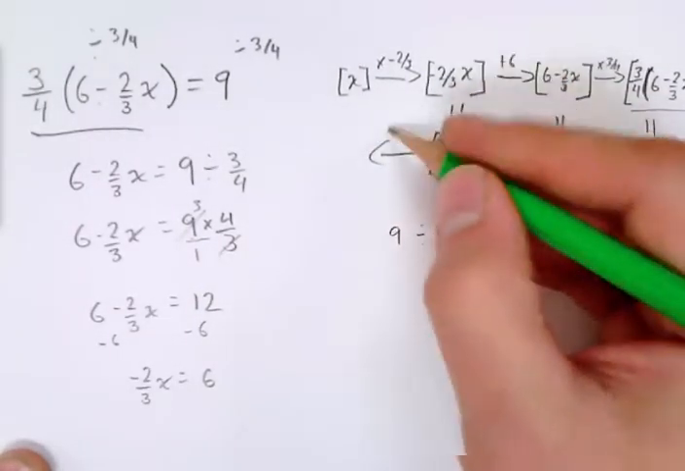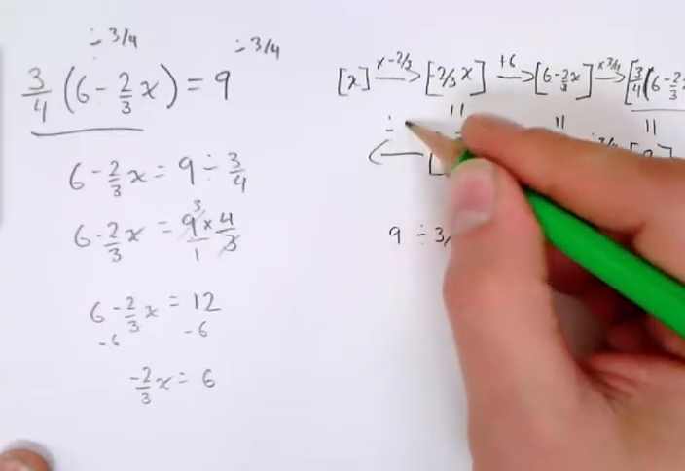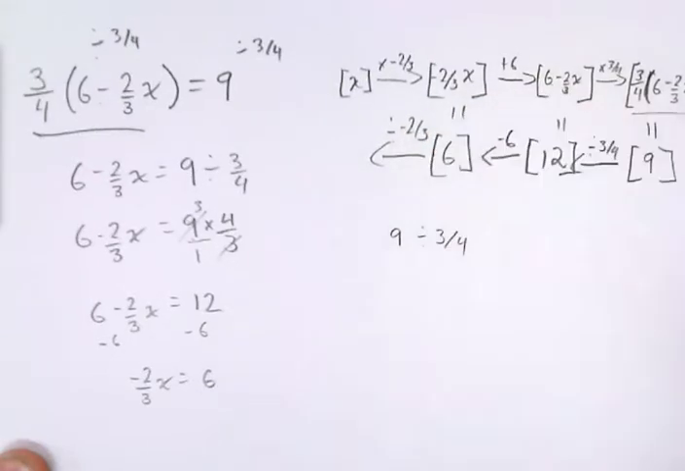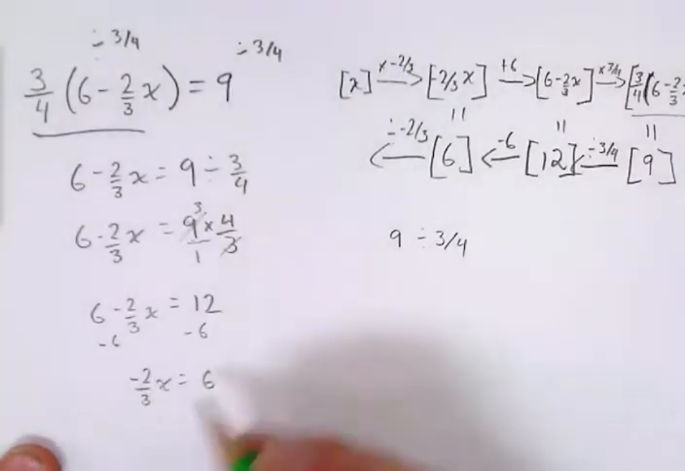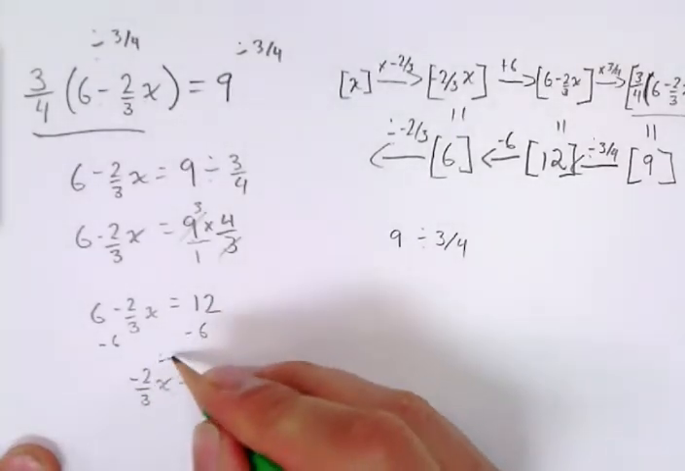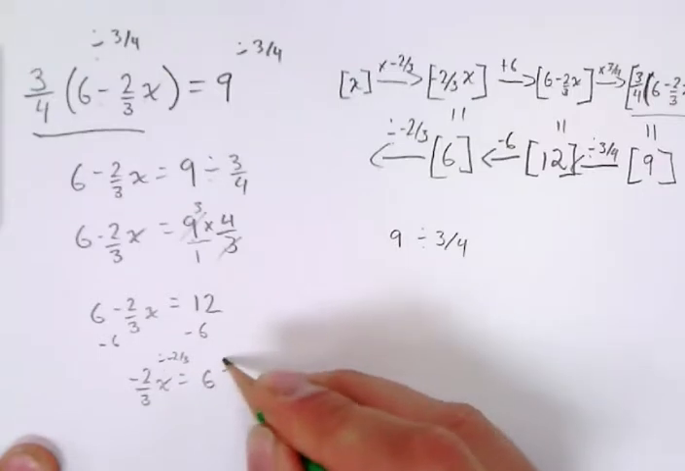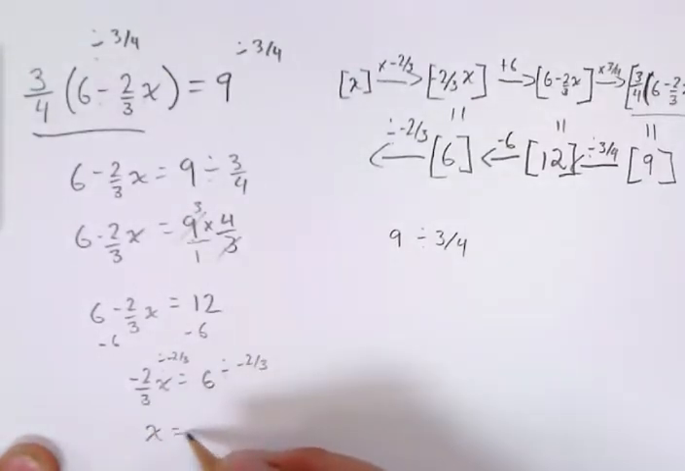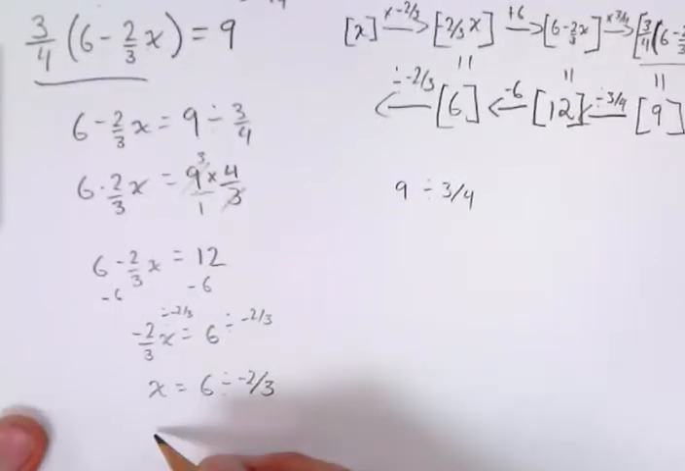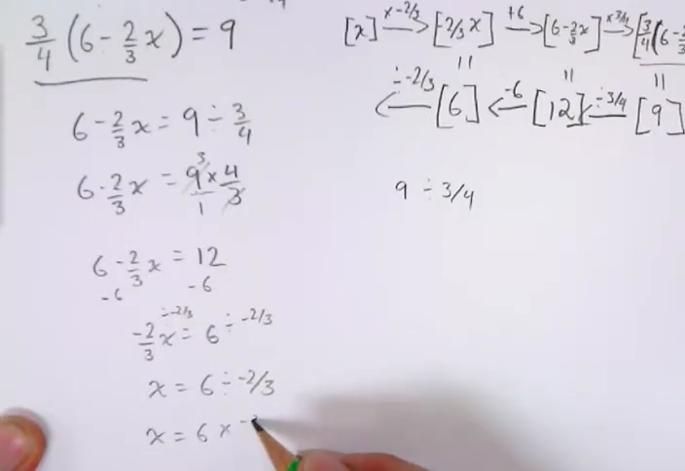My last step is I am going to divide by negative 2 over 3. So we're going to divide by negative 2 over 3 here. So divide both sides by negative 2 over 3. So I get x is equal to 6 divided by negative 2 over 3. So x is equal to 6 times negative 3 over 2.